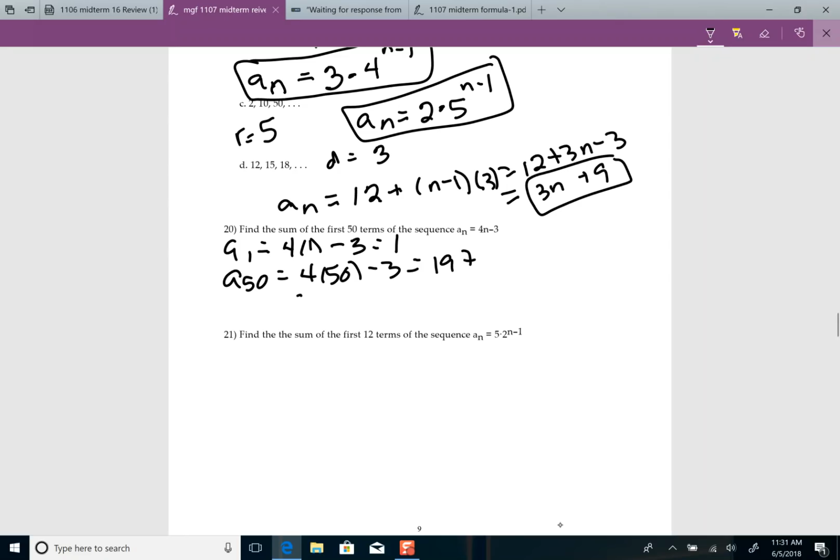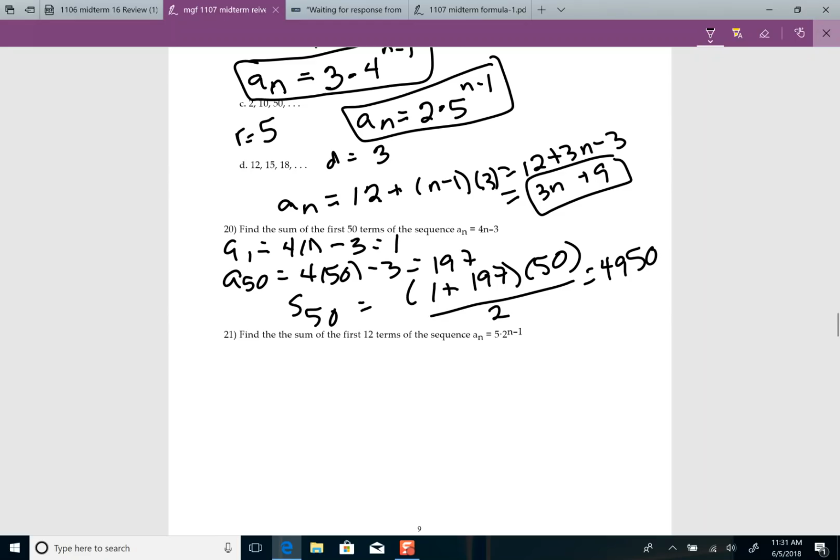So my sum, S of 50, is my first term 1, my last term 197. The number of terms is 50, and I divide by 2. So I have 197 plus 1 is 198, and you may want to do it that way. Push equal, get 198 times 50, and then divide by 2. If you don't do that push equals, make sure you use parentheses. So my answer is 4,950.